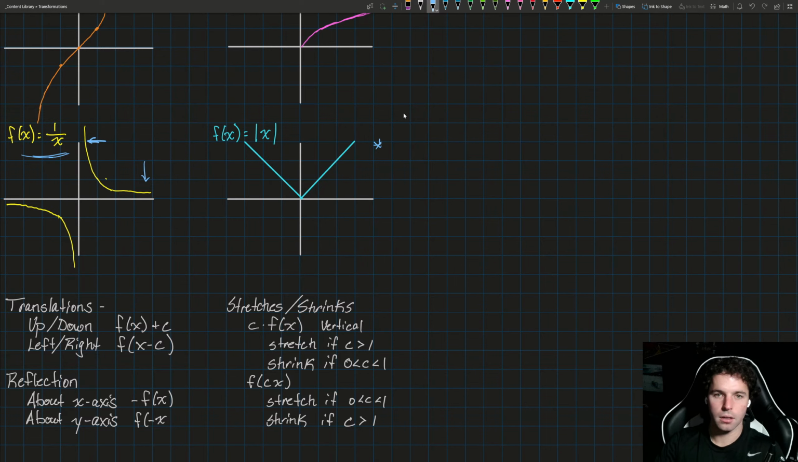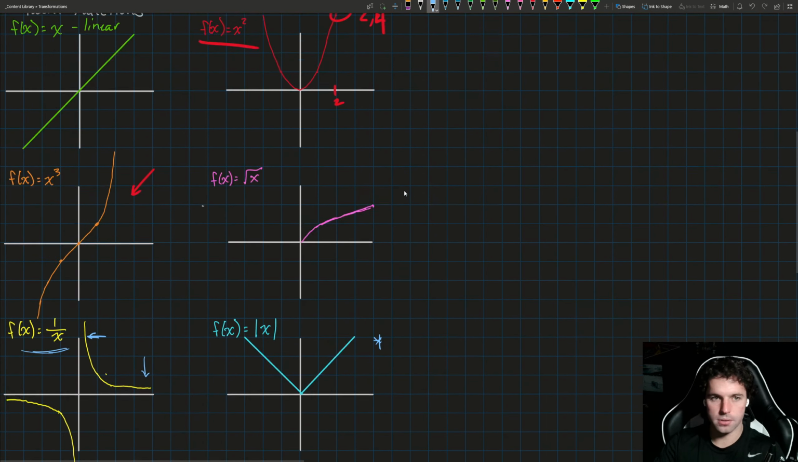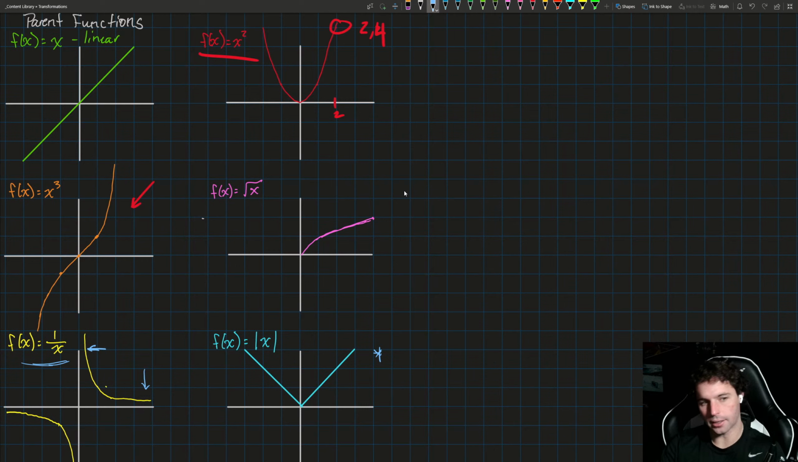Okay, so these 6 shapes, right, we need to know. We need to be able to recognize them really, really quickly. And then after that, you need to be able to apply transformations to them. Okay, so step 1 is recognize them, which seems like we're doing pretty well with. And then the second part is to apply transformations.